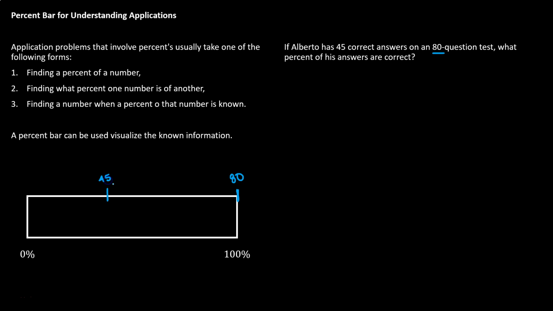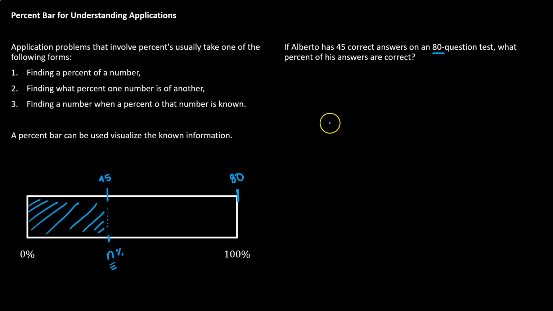So if I say 45 is the number of correct answers that Alberto got, what I can do is then put a corresponding percentage. And we don't know what that percent is, so I'm just going to put in a variable here. And we're trying to find the percent that represents this blue shaded portion. So we know 45 correct answers fill in this blue shaded portion. We know 80 questions make up the entire bar. So what we're trying to do is figure out the percent that connects with this 45 question mark.